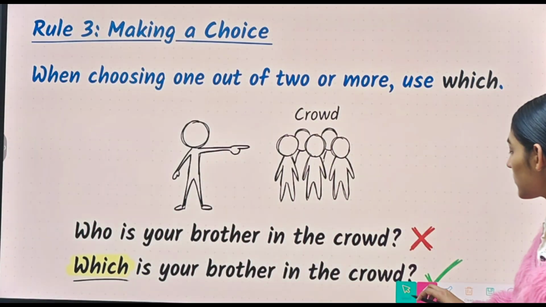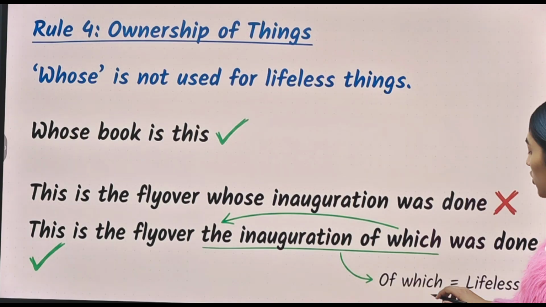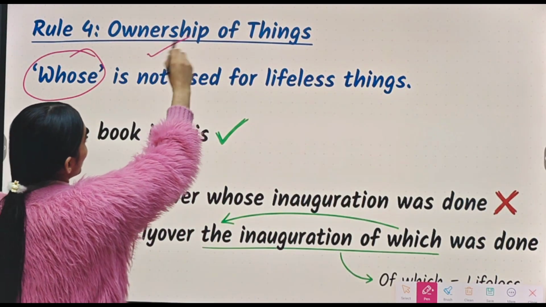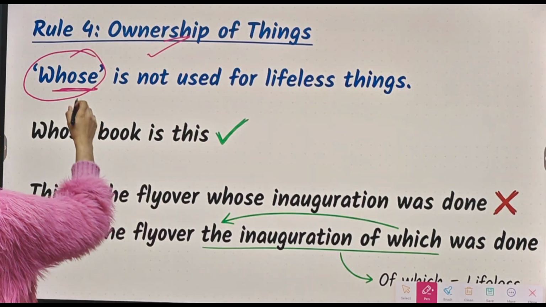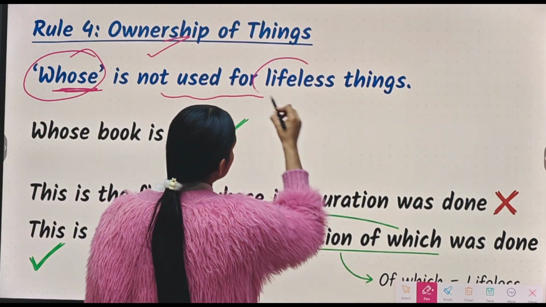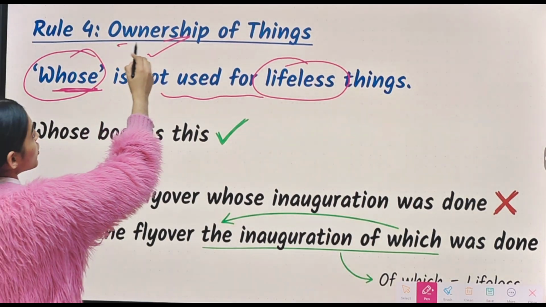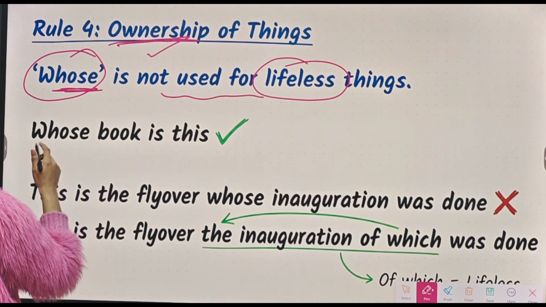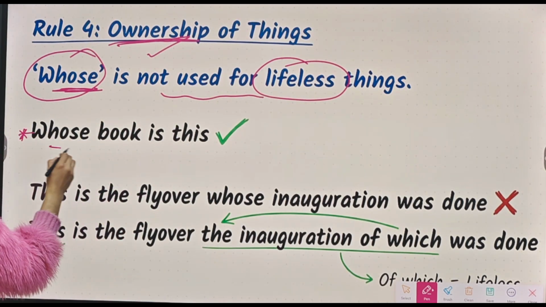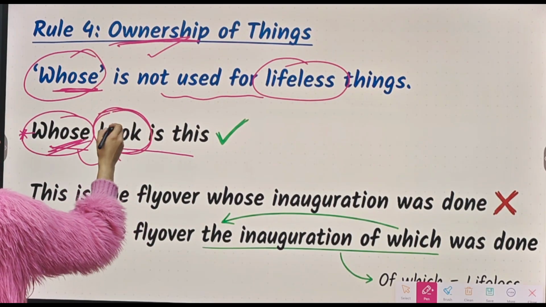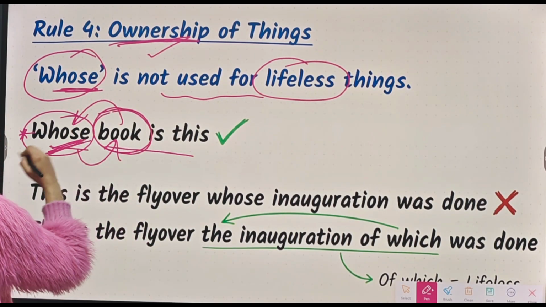All right. Now let's see rule number 4 that we have. Rule number 4 is for whose, for the ownership of things. The pronoun whose cannot be used for lifeless things. So let's see how we will use whose. Whose, as I told you, is used for ownership of things. So let's see the example that we have. Whose book is this? We are not saying this book belongs to who, so we will use whose.